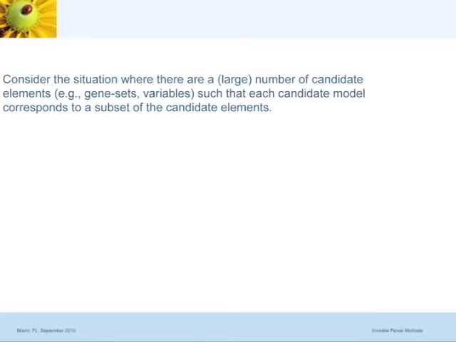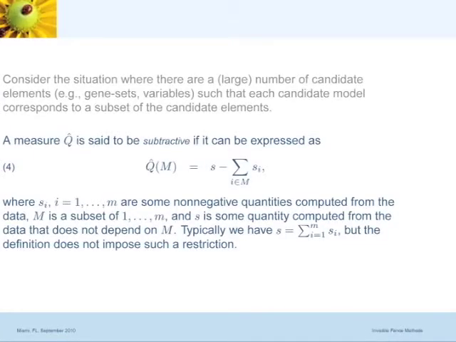Okay? So let's consider the situation where there are a large number of candidate elements, such as gene sets, variables, such that each candidate model corresponds to a subset of something. Okay? You can call them candidate elements, but basically it's a subset of something. So then, if you are in this situation, you can define a measure that fits this case very well.